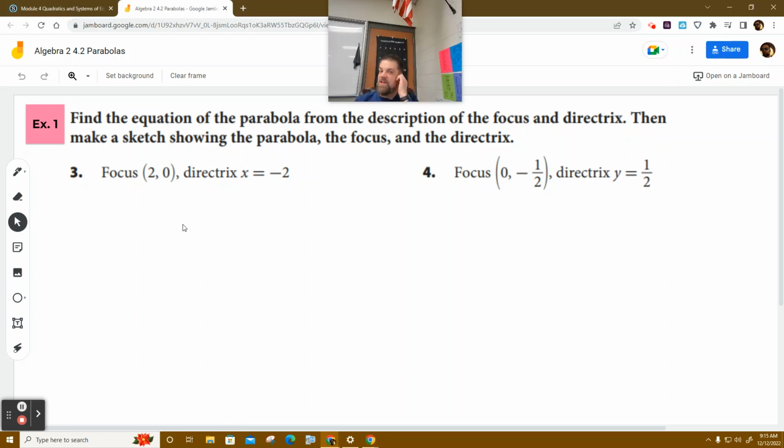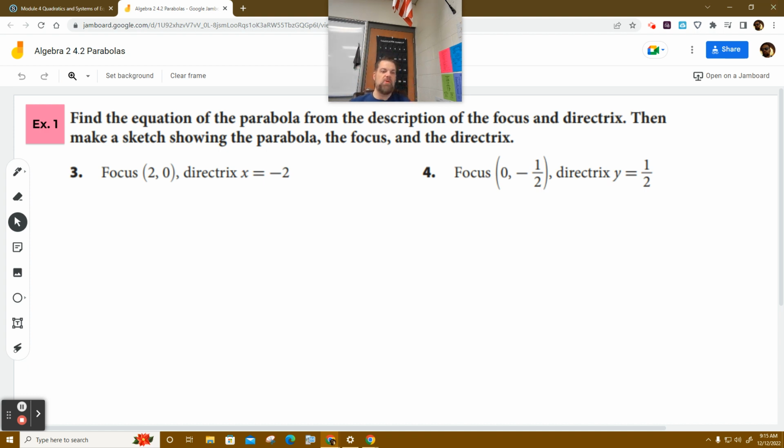We've got to write the equation of a parabola from the description they give us, which is the focus and directrix, and then make a sketch showing the parabola, focus, and directrix. We're going to use Desmos for that, but we're going to plug this stuff in. So let me guide you guys through this, okay? Because this is exactly how you're going to do your homework.